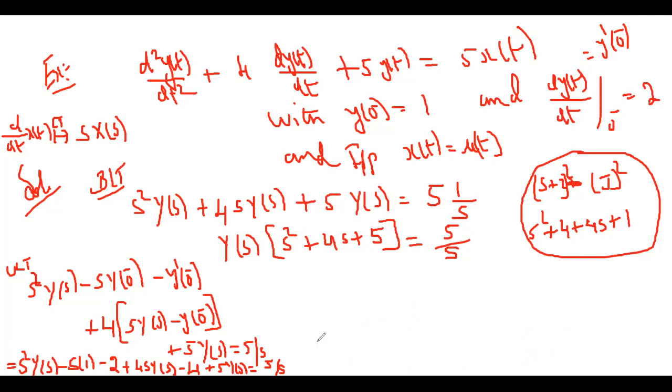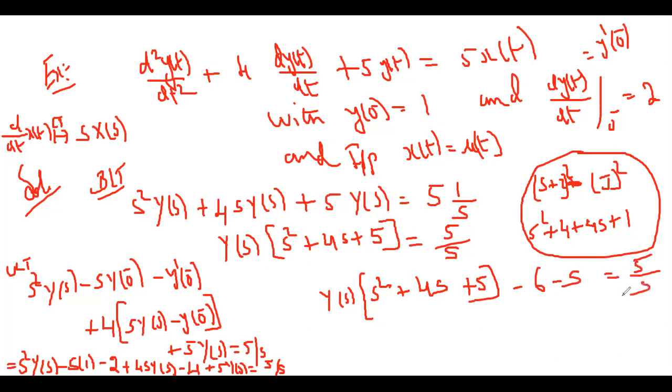Unilateral equation. S square Y of s, you can take as common. Here s square plus 4s plus 5, and the other terms are minus s, minus 2, minus 4, which is minus 6, minus s, is equal to 5 by s.